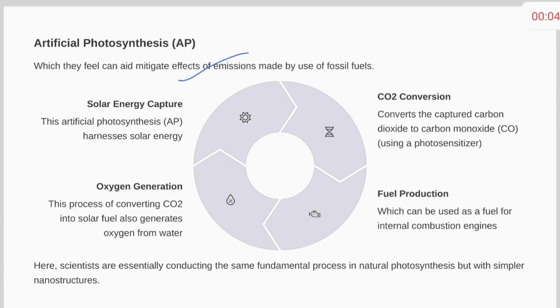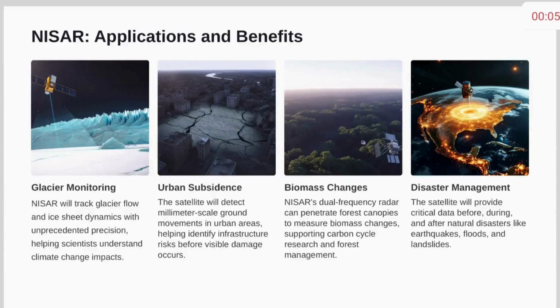Solar energy capture: artificial photosynthesis harnesses solar energy. Oxygen generation. Carbon dioxide conversion: converts captured carbon dioxide to carbon monoxide using photosynthesis. Fuel production: which can be used as fuel for internal combustion engines. These are the applications and benefits.